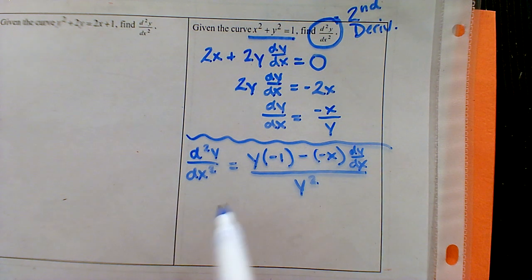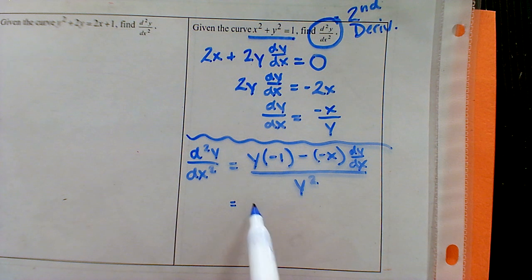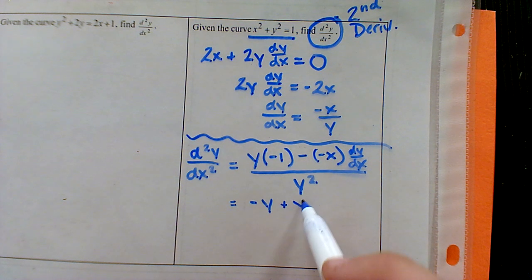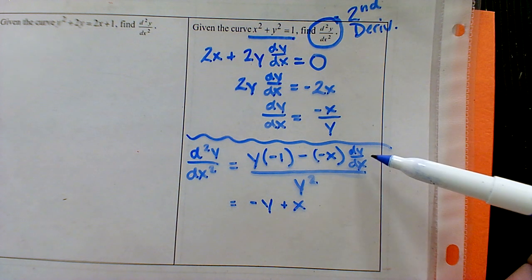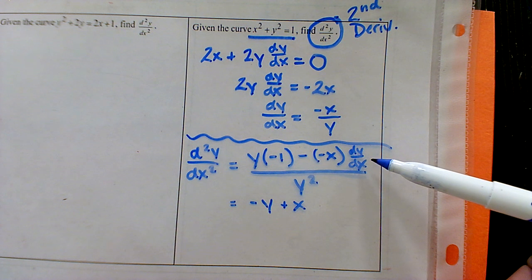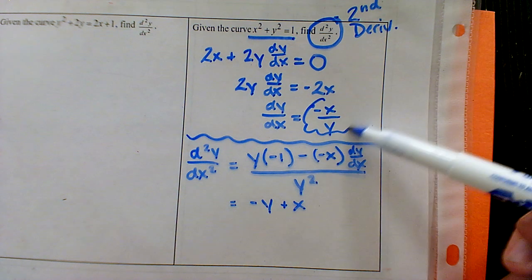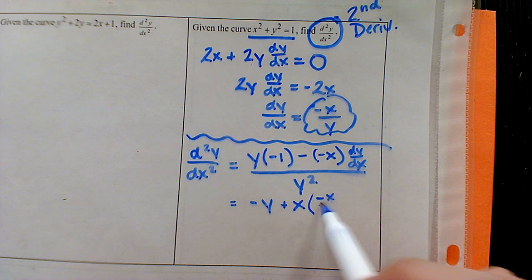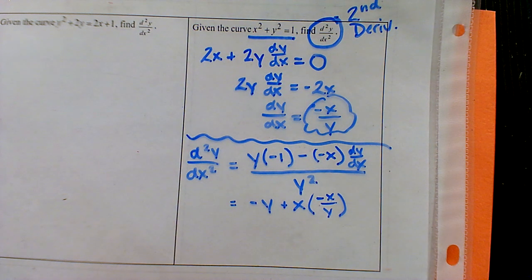Okay, we're going to simplify it a little bit. Y times negative 1, we can have negative y. If we are subtracting a negative x, we can change that to a plus. Now, we have a dy over dx symbol right there, but that's just signifying the first derivative. Do we know what the first derivative is? Yeah, that's right here. So instead of writing dy over dx, let's substitute in the first derivative that we found. And that's all over y squared.